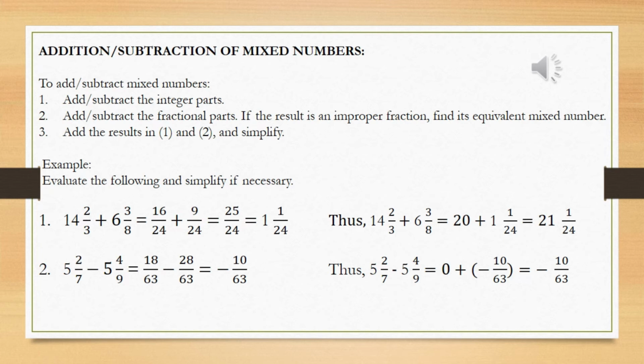Second example, 5 and 2/7 minus 5 and 4/9. Again, we'll find your LCD, which is 63. 63 divided by 7 times 2 equals 18. 63 divided by 9 times 4 equals 28. So 18 minus 28 over 63 is equal to negative 10 over 63. Thus, 5 and 2/7 minus 5 and 4/9 is equal to 0 plus negative 10 over 63, which equals negative 10 over 63.